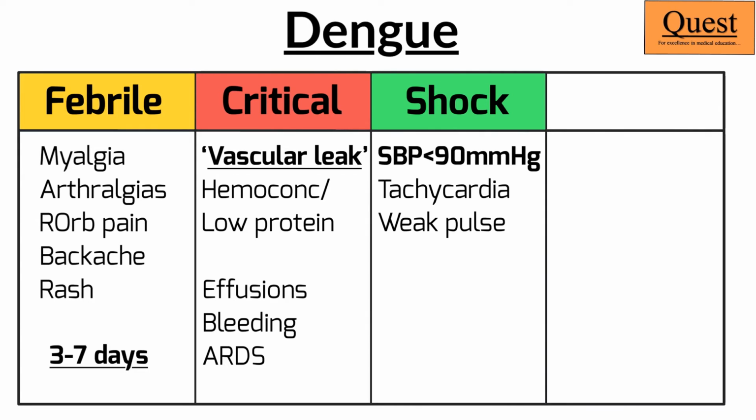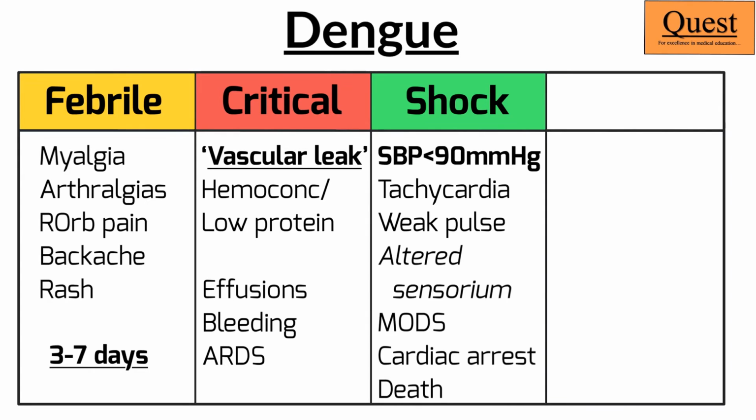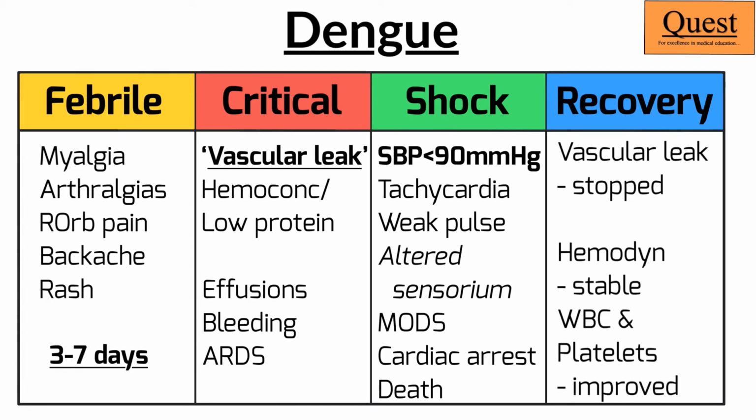A very poor sign at this moment could be a poor mental status. Multi-organ dysfunction can set in, and these patients can rapidly deteriorate and suffer cardiac arrest. Mortality is highest during this phase of dengue. Of course, there are patients who recover out of this phase of shock, these are patients where the vascular leak has stopped, and as the result of this, patients are out of the danger phase.